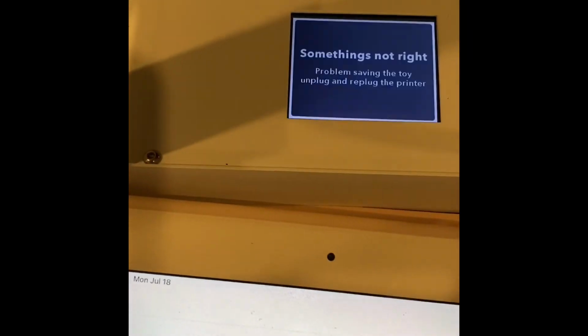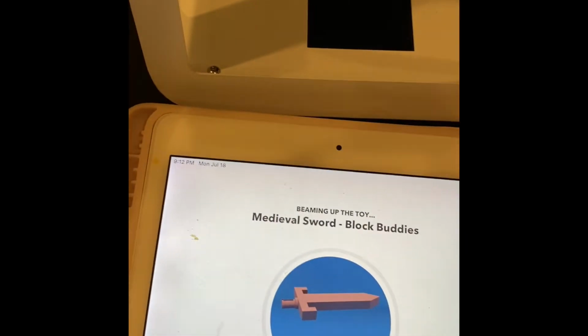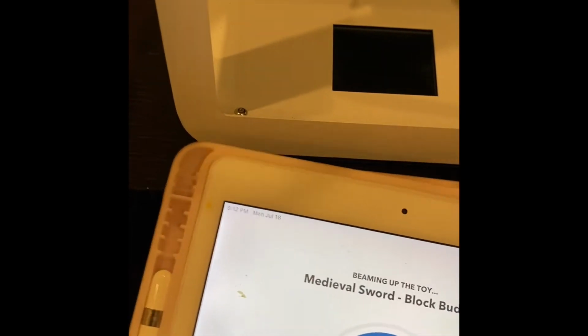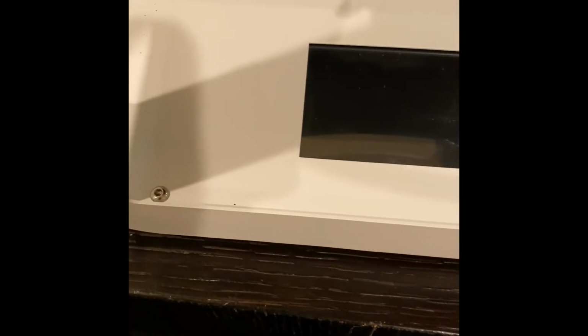So ToyBox actually sent me a message to take this apart, so what I'm going to do is take this apart. I did do a factory reset and it also didn't work. A factory reset is very simple to do. All you have to do is unplug and plug.